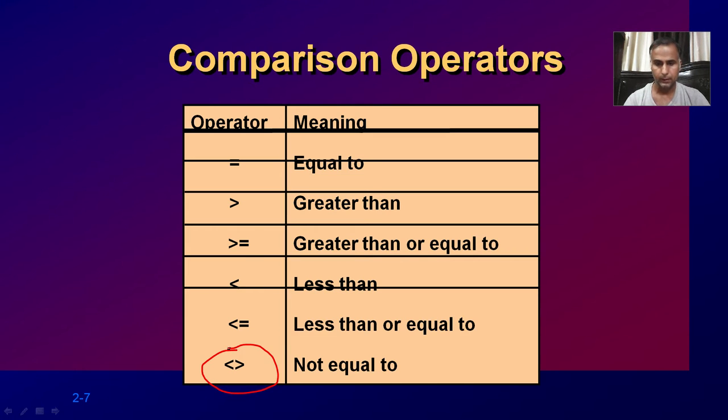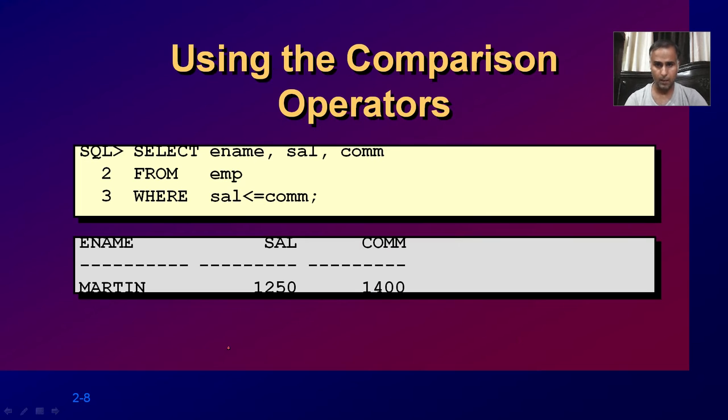Now using the comparison operators, how can we perform the query? Suppose we write the query with this condition: select ename, sal, comm from EMP where sal less than or equals to comm, then we will get the result.